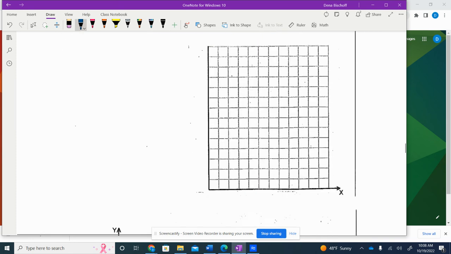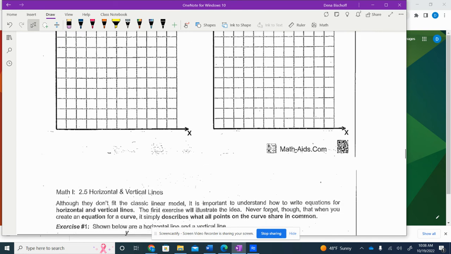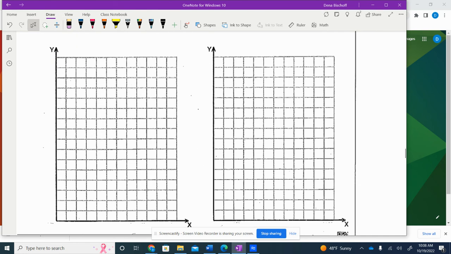Okay. The rest of those are just some extra graphs in case you needed some graphing grids for something else. So that is it for your lesson and for your homework. So you should be able to watch this video, pausing it throughout, and get your homework done.